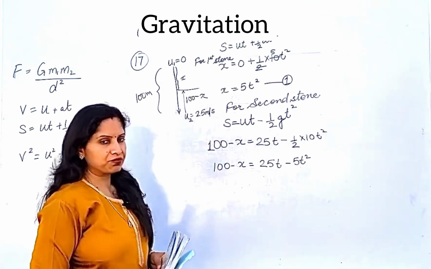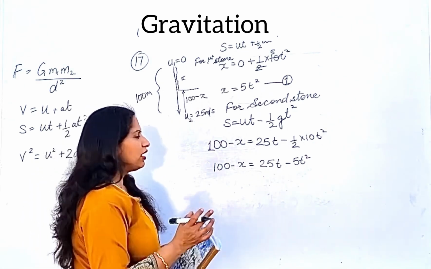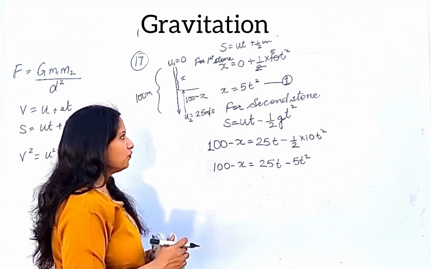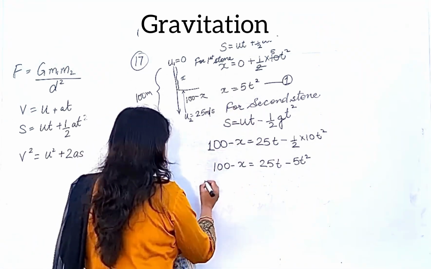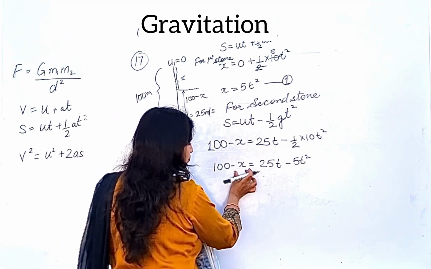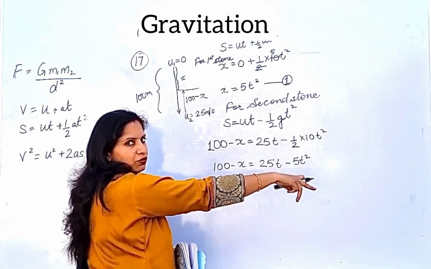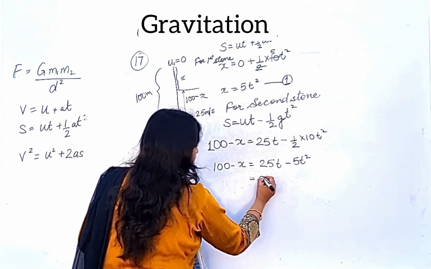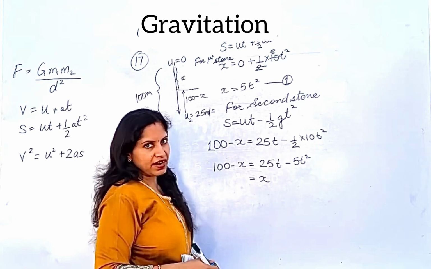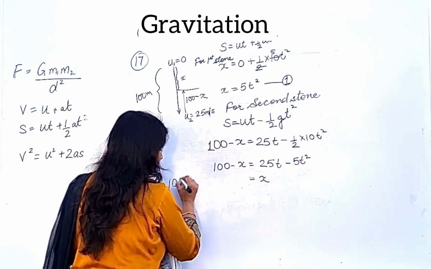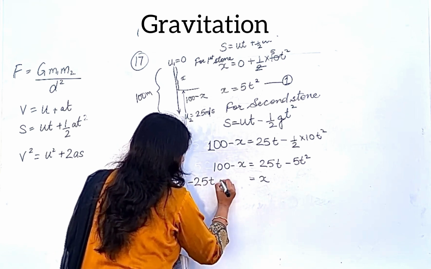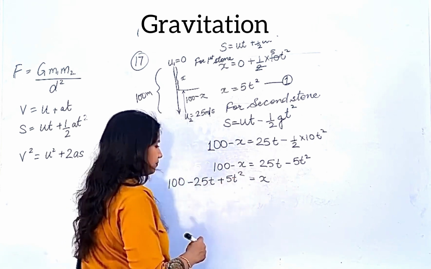2 divided by 10 is 5. Okay. We'll just take the value of x only. Here also we are going to find the value of x. So, in two equations, we'll be getting the value of x. Then we can compare both of them. So, from this equation, I just want to move the x that side. Here it's negative, so it will become positive. So, I'm shifting x towards the right side. And whatever is on the right side, I'm shifting towards the left. So, it becomes 100 minus 25t plus 5t square.